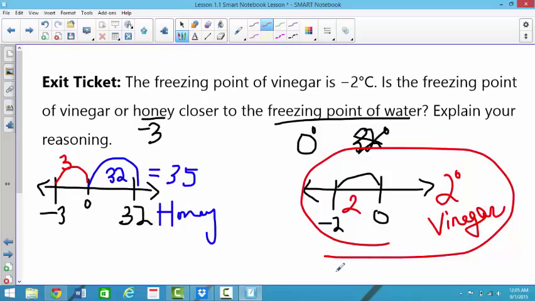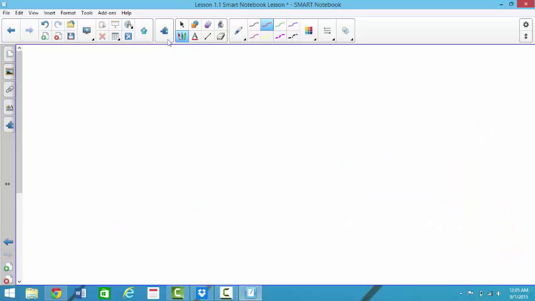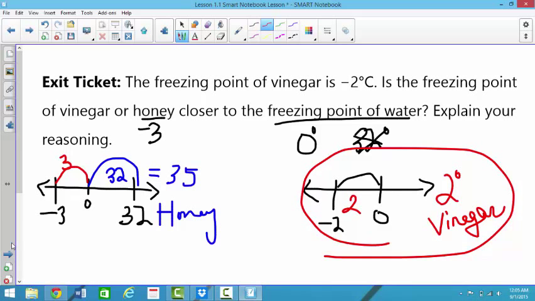And now you'd have to explain your reasoning. Vinegar is closer to the freezing point of water because it only has a difference of 2 degrees Celsius versus 35 degrees Fahrenheit. Okay? Okay. That is your lesson for today.